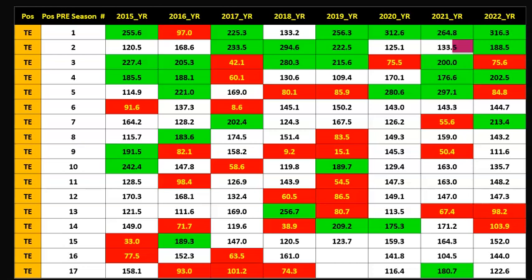2018 was... How you interpret the colorization is green is in the top 30%, red is in the bottom 30, and no color is in the middle. So you kind of got the top, the mid, the bottom. And one is bringing home the bacon.